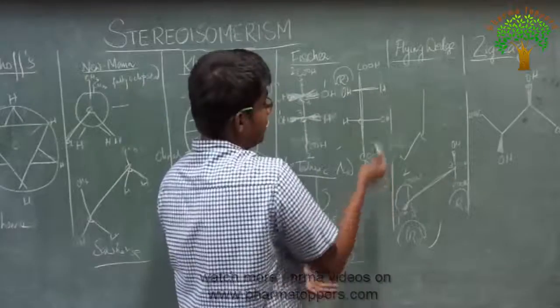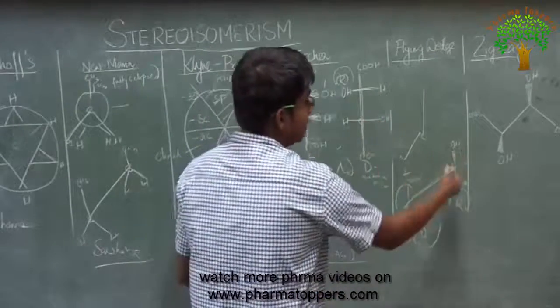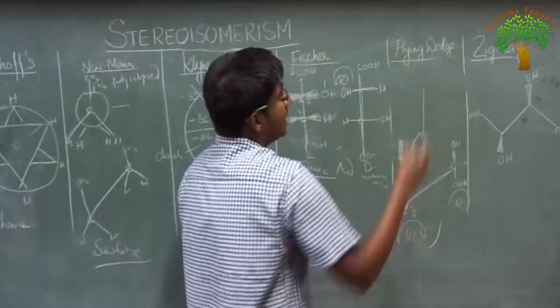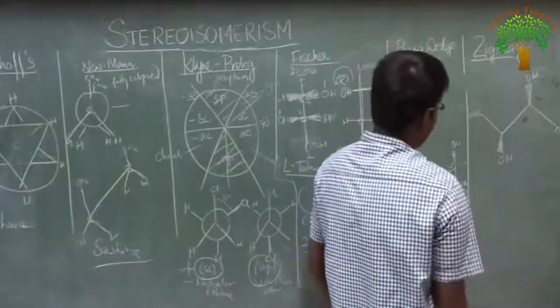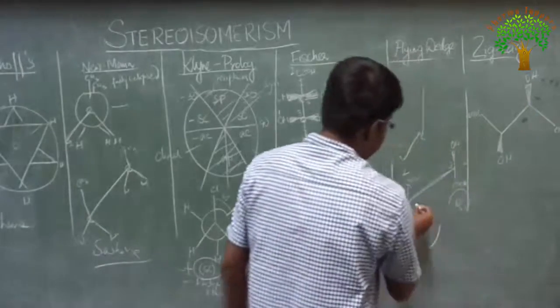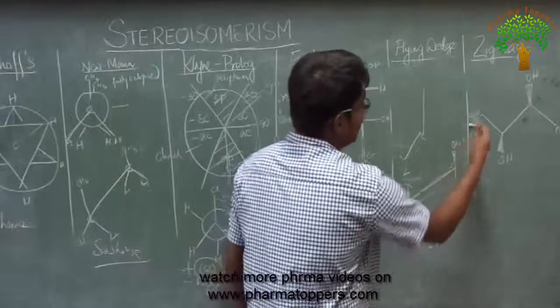So your homework lies in representing D-tartaric acid in the flying wedge form. Just try this for D-tartaric acid in the flying wedge form. The last but not the least is definitely the zigzag form. It's very simple, just a correlation of this flying wedge. We negate these hydrogens that are into the plane. Just don't write these hydrogens.